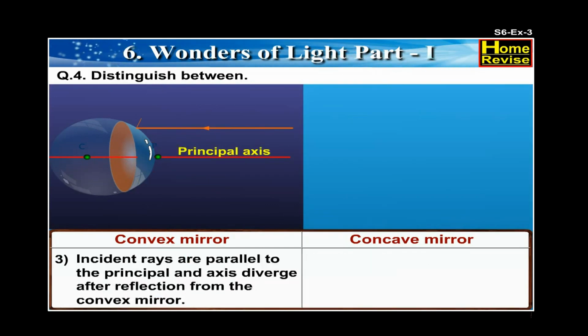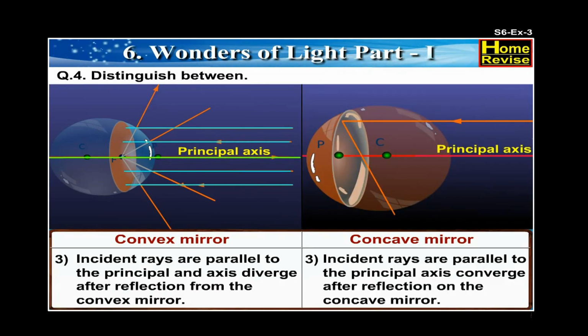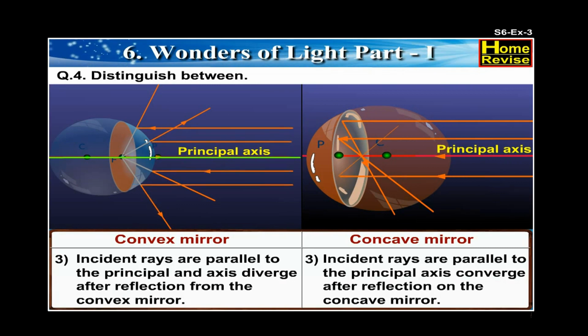3. Incident rays are parallel to the principal axis and diverge after reflection from the convex mirror, while incident rays are parallel to the principal axis and converge after reflection on the concave mirror.